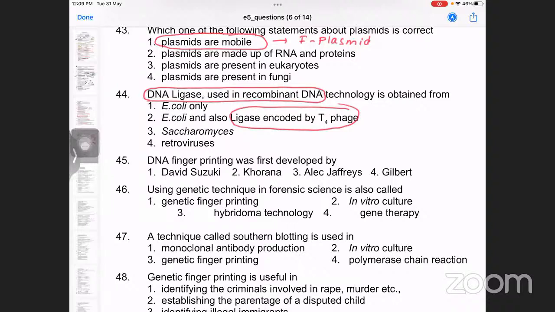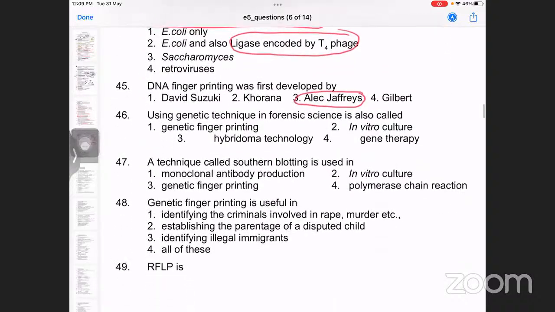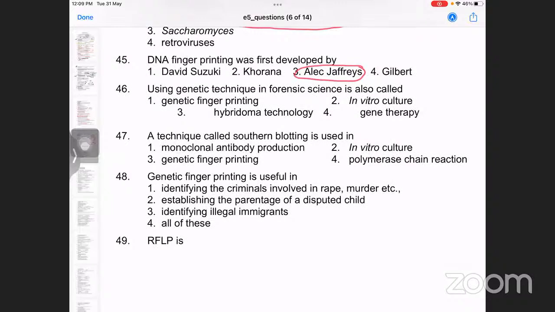Next, DNA fingerprinting was developed by Alec Jeffreys. Alec Jeffreys was the scientist who developed DNA fingerprinting technology. Using genetic techniques in forensic science is called genetic fingerprinting, or DNA fingerprinting. Next, the technique called Southern blotting is used in monoclonal antibodies, genetic fingerprinting, polymerase chain reaction, or in vitro culture. So here, Southern blotting.